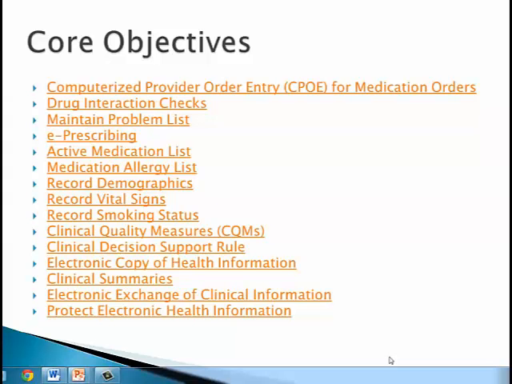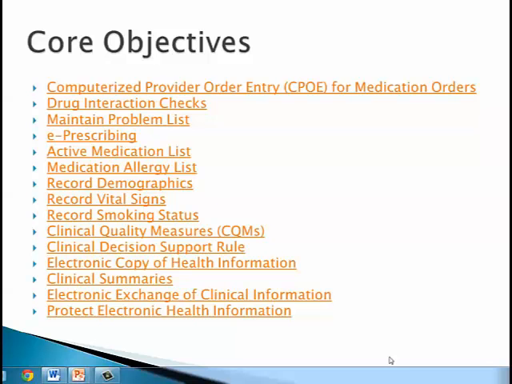We need to be able to record demographics. Again, we need to record vital signs. Smoking status, this became a very important issue, tobacco use. Clinical quality measures, clinical decision support rules, what are the decisions based on when a physician makes certain decisions. You need to be able to provide patients with an electronic copy of their health information. Whether it's on a thumb drive, a CD, whatever it is, a patient is entitled to receive a copy of their medical record. You also need to have clinical summaries.